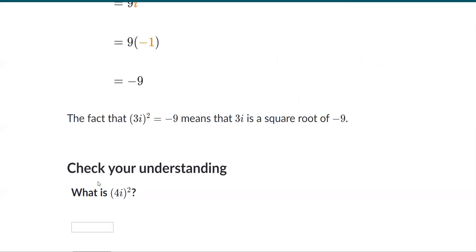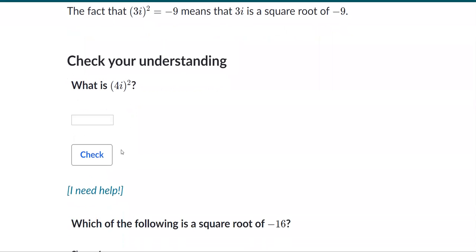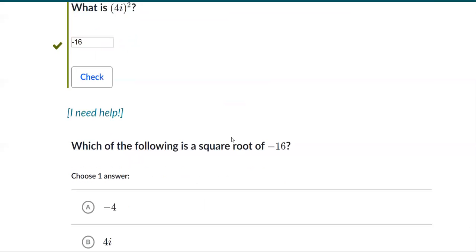So let's check our understanding. Check your understanding. What is 4i squared? So if we're doing the quantity 4i squared, we're going to do 4i times 4i. So we should be thinking, okay, that's 16i squared. Remember that i squared is -1. 16 times -1 would give me -16.